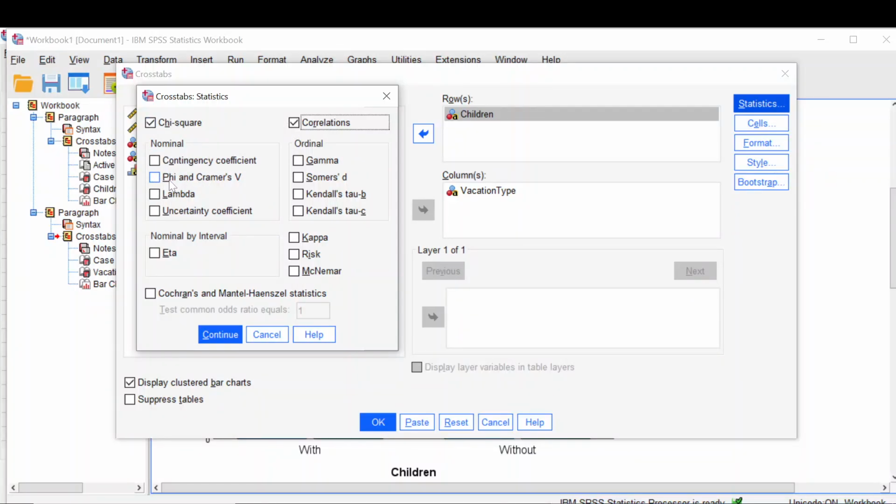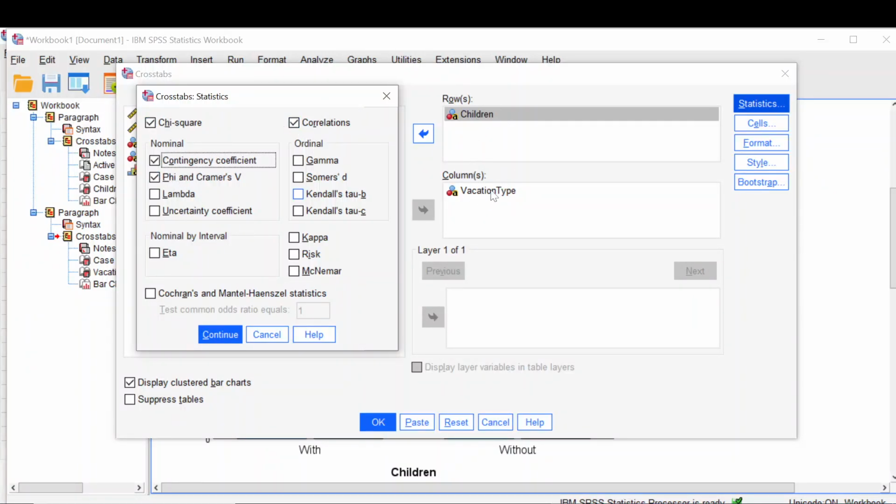This will tell us the strength of those correlations. So phi and Kramer's V are the two most commonly used, so we'll select those. I'll also include the contingency coefficient just so you can see it as a comparison value. The difference between phi and Kramer's V is phi you'll use when you are looking at a 2x2 table. So in our case study, we have with and without children, and we have vacation Disney, and we have vacation beach, right? So it's 2x2. In that case, we would analyze the phi value.